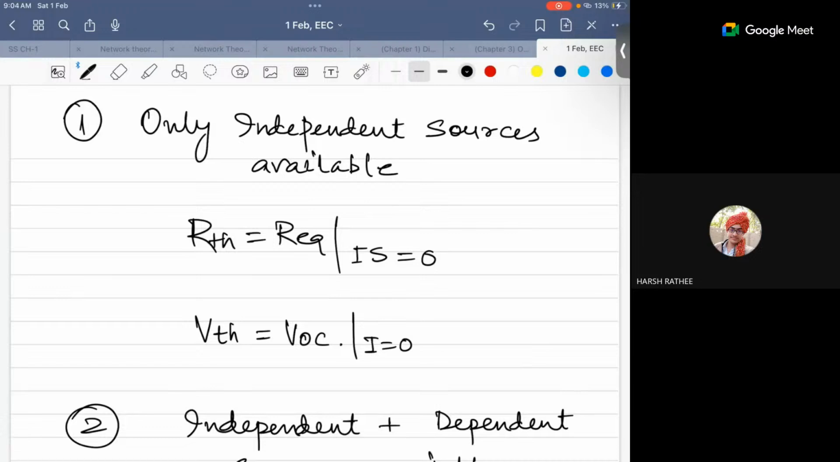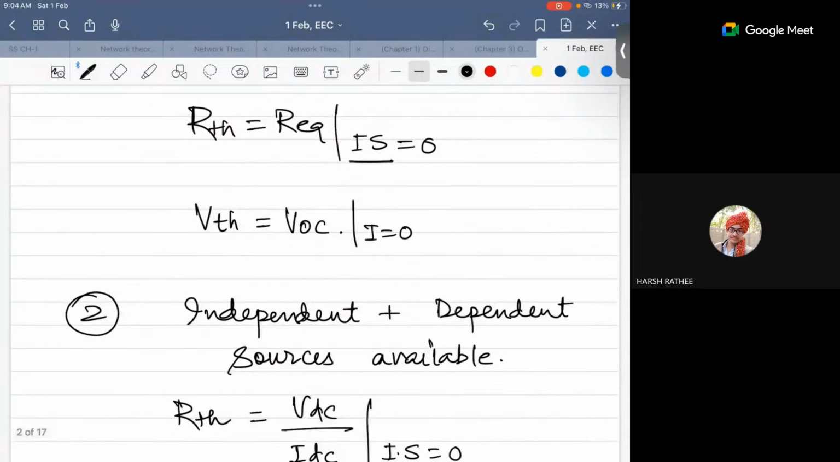I already told you how to solve if you just have an independent source. Only independent sources is pretty simple. You calculate R as R equivalent, considering all the independent sources as 0, and VTH you calculate as the open circuit voltage across whatever the load resistance is where you have to calculate the V Thevenin. That is how you calculate if you just have independent sources.